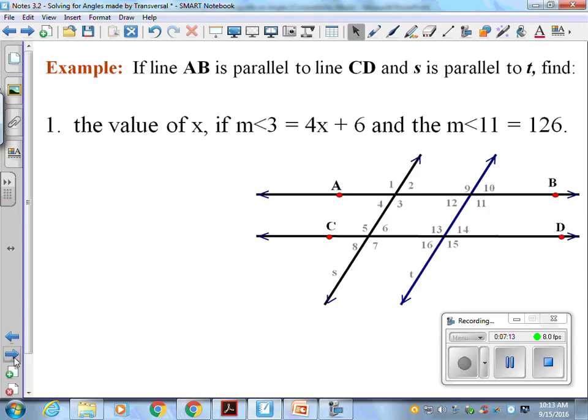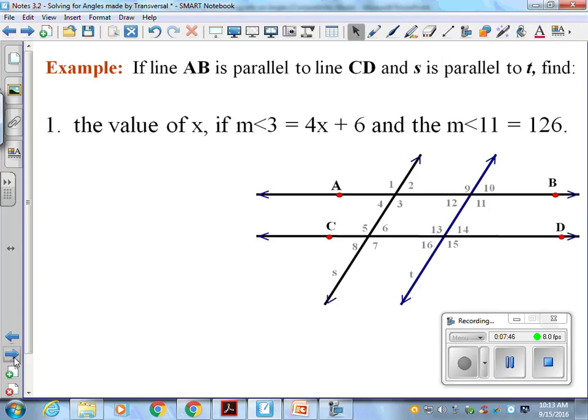All right, well, here is what we're going to look at next. What if our problem gets expanded out a little bit more than that? They tell you that lines AB and CD are parallel. They also tell you that line S and line T are parallel. So I've got two sets of parallel lines in here. And then they want me to talk about angle 3 and angle 11, and they've given me some information about them.